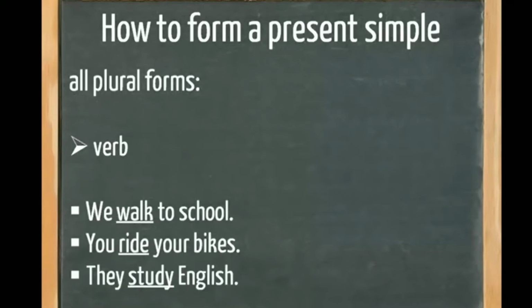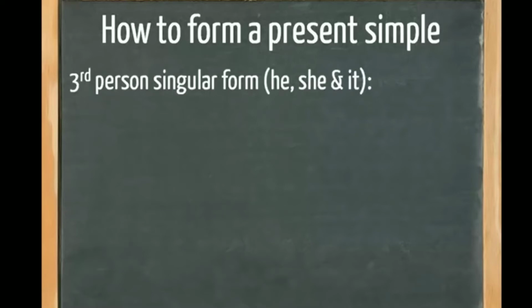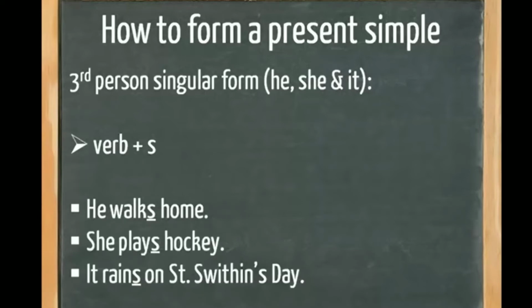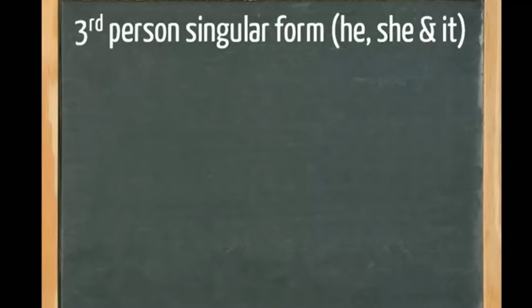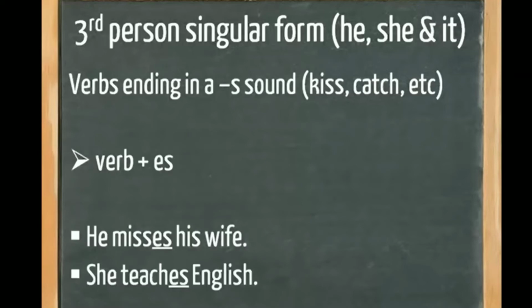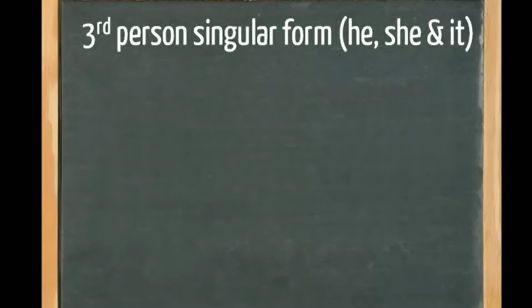They study English. For the third person singular form, he, she, and it, we do something else. We use the infinitive form of the verb, but we add an S. For example, he walks home. She plays hockey. It rains on St. Swithin's Day. We need to pay extra attention when verbs end in an S sound, such as kiss and catch. We use the infinitive form of the verb, but we add ES. He misses his wife. She teaches English.